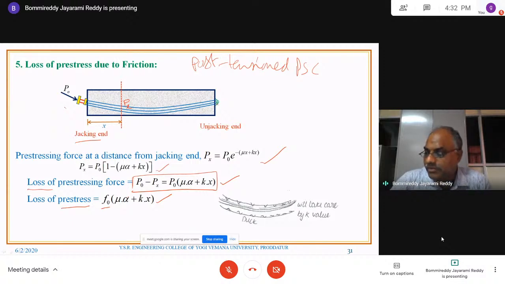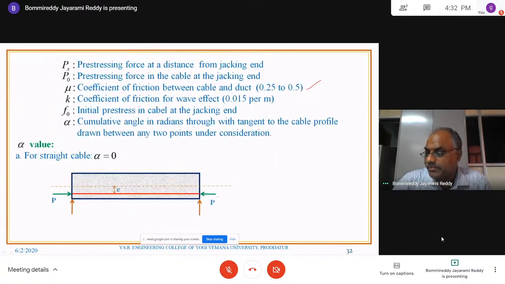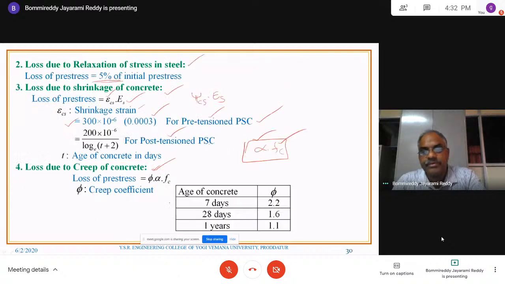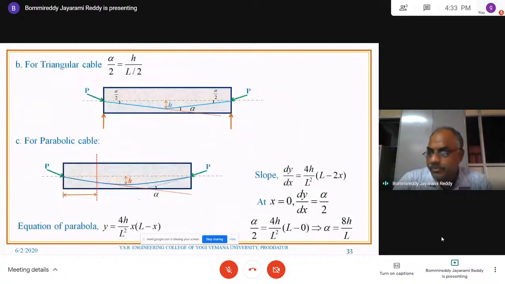Now, alpha value for a straight cable. This is a straight cable. What is the alpha value from one end to the other end? Alpha means angle between the tangents drawn to the cable at the ends. So here alpha value is 0 because at this end, that end, there is no change in the angle. So alpha value equal to 0. If the question is a straight cable, then the numerical solution is very simple. Mu alpha first term is 0, only effect is because of the wave. Okay. And another one is, sometimes the cable may be of triangular shape.